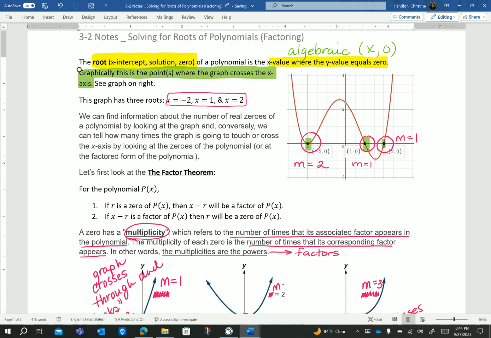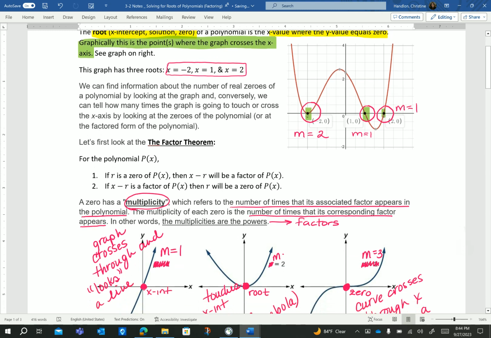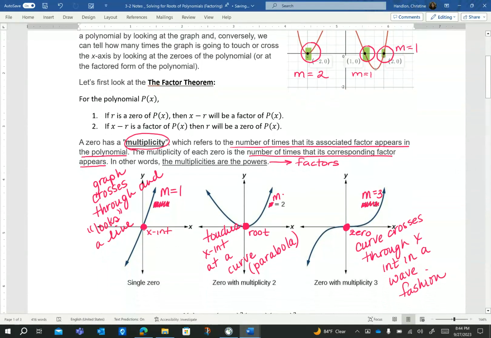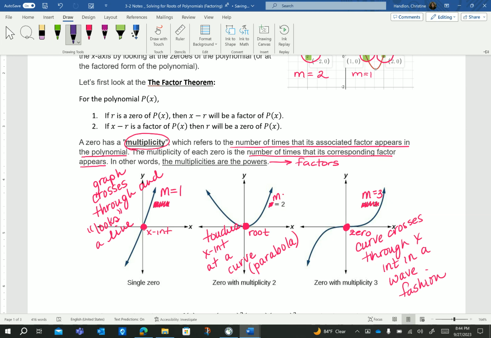So that's how you determine multiplicities, okay? Now we're going to move on, and we're going to talk about the factor theorem. Now, the factor theorem says if we know what our 0 is, or what our x-intercept is, you can rewrite it as a factor. So for instance, I'm going to use r as my x-intercept, right?